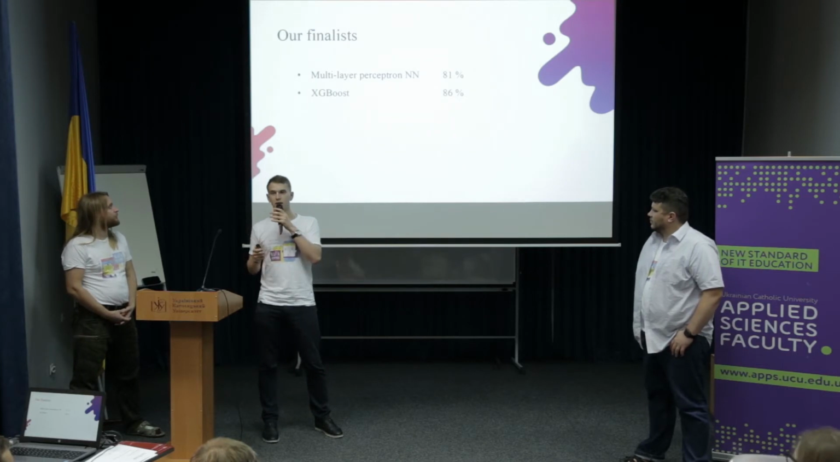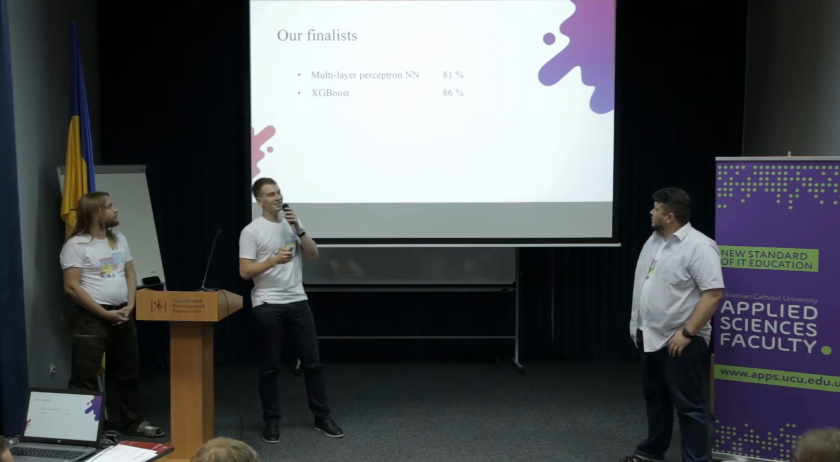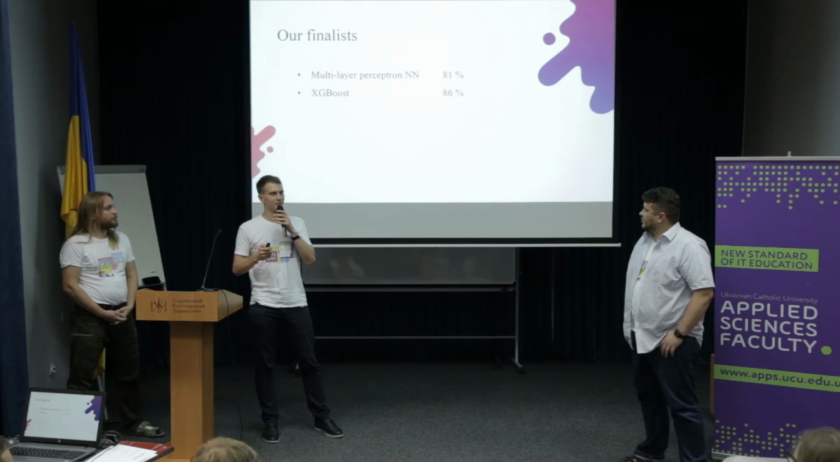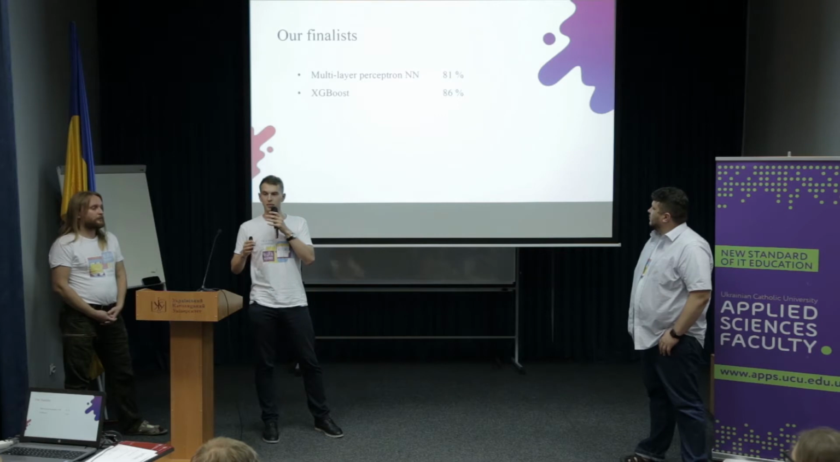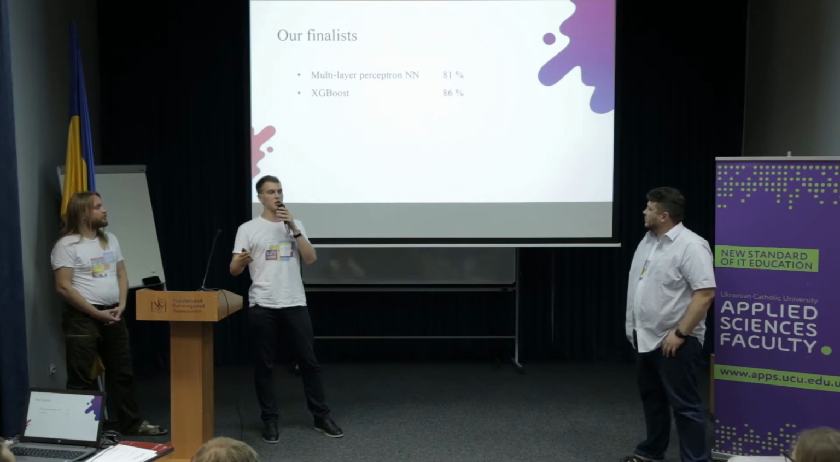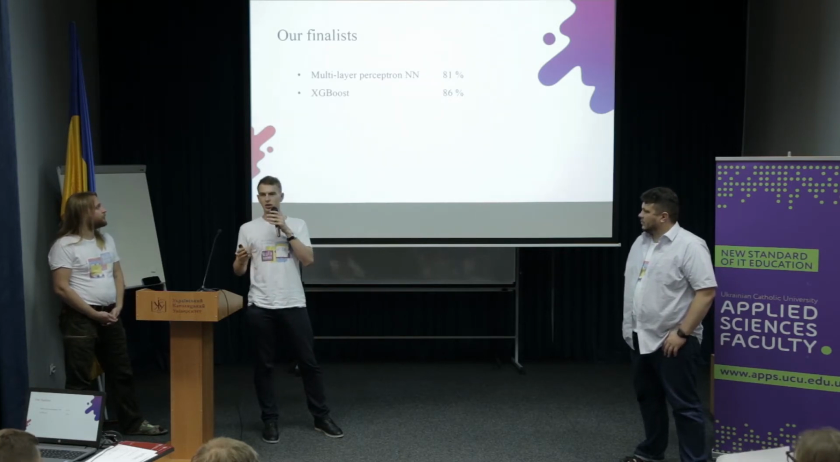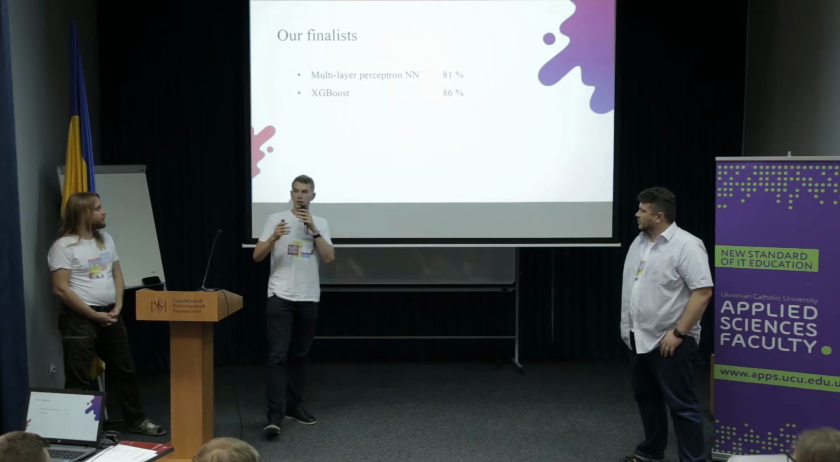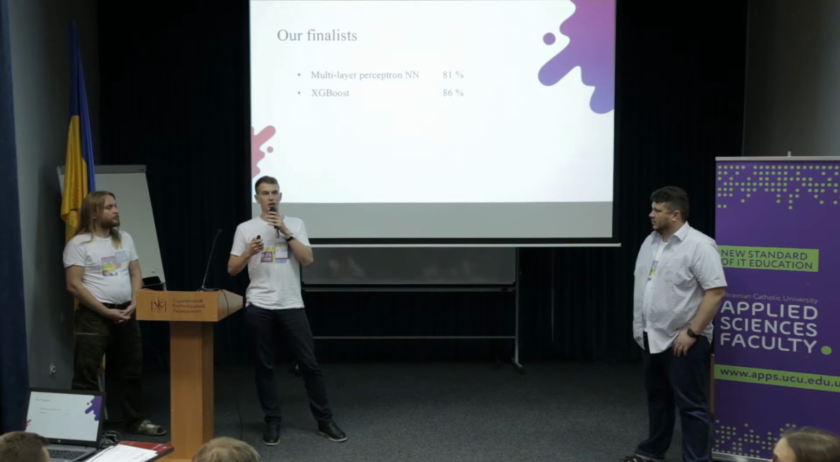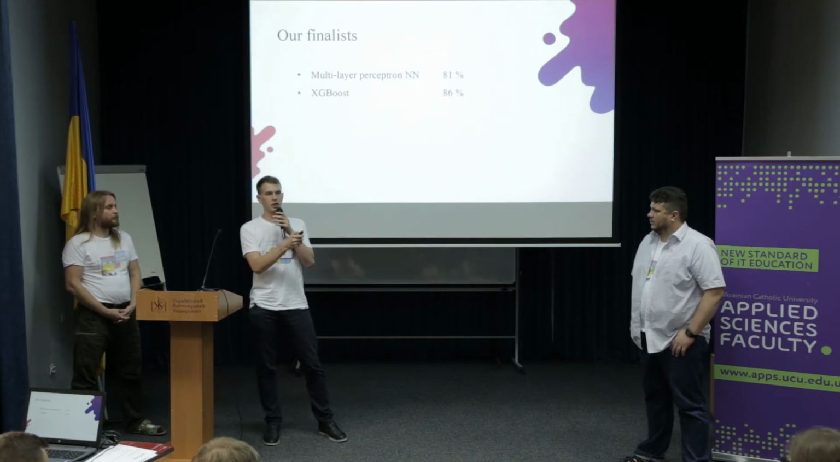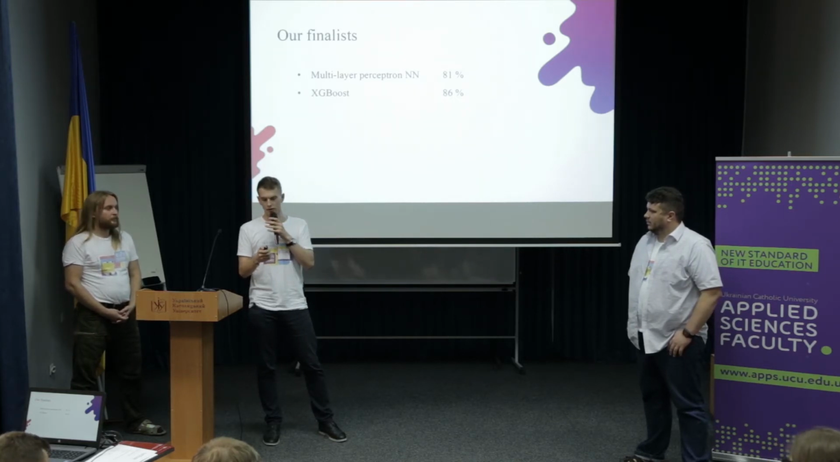So we tried neural networks with a couple of layers, and that showed a bit better results. Then we tried XGBoost with random grid search, and we found a parameter list which gave us 86% accuracy in choosing which tender is more corrupted than the other one.